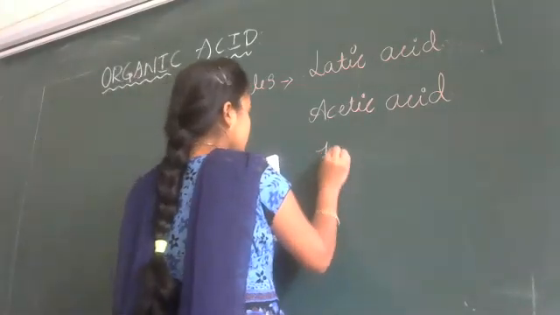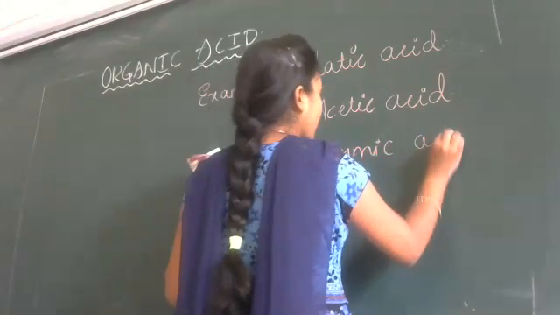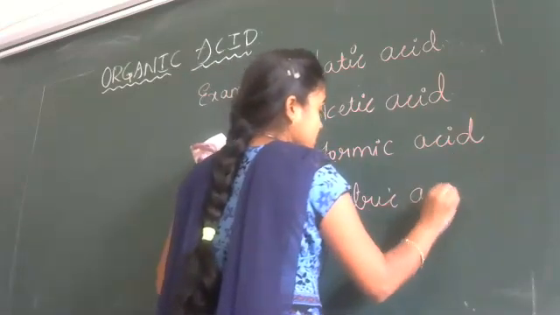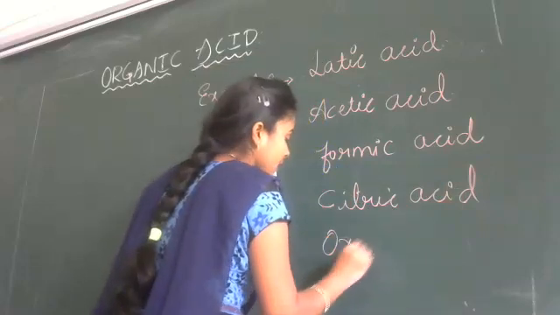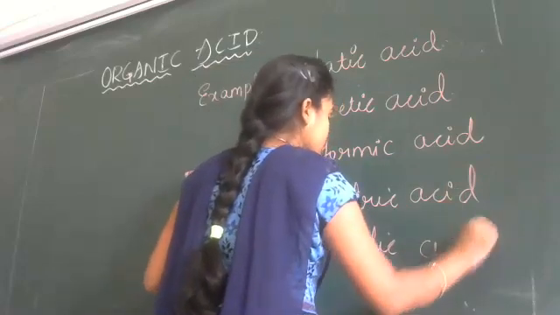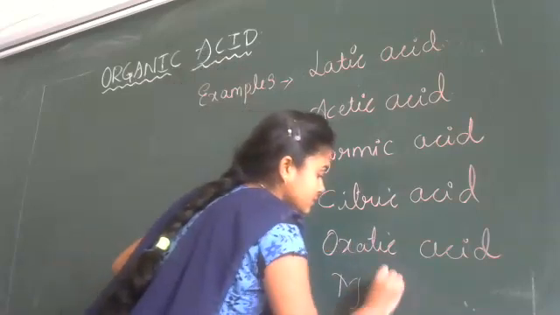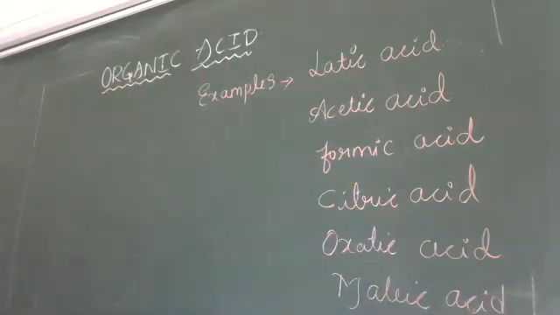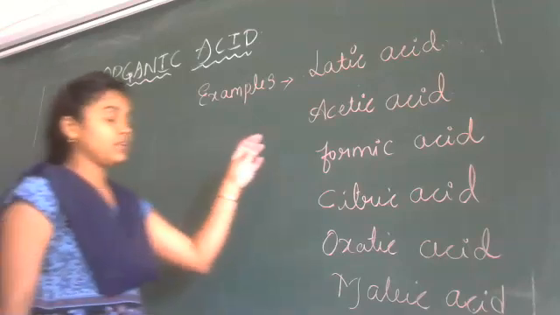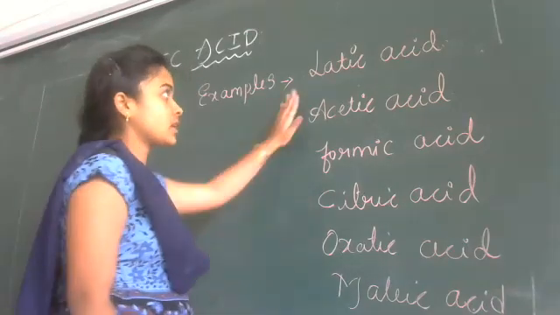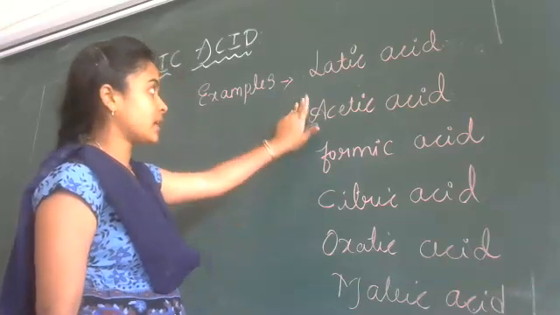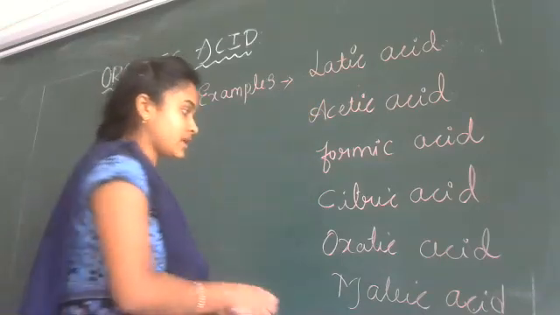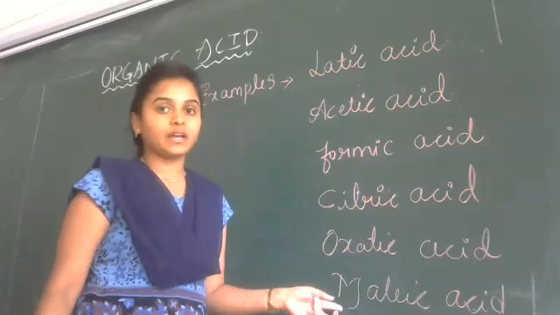That means naturally we are getting them. Formic acid, citric acid, oxalic acid, then malic acid. So, if a question arises in the exam, like give examples of organic acids, some of the organic acids I have listed here are lactic acid, acetic acid, formic acid, citric acid, oxalic acid, malic acid.